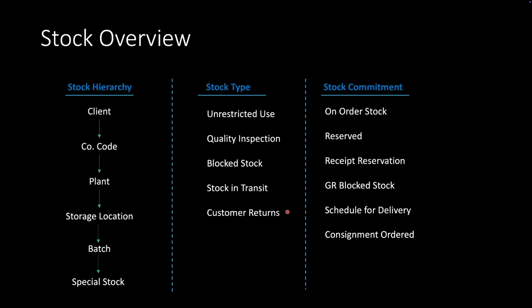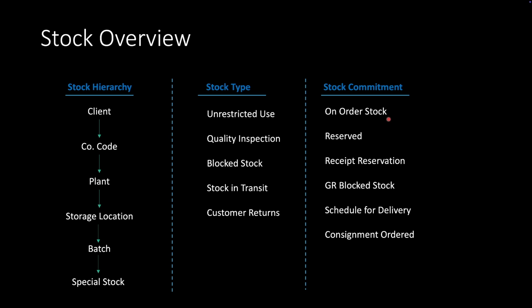Okay. Then the third parameter that is shown on the stock overview screens is called stock commitment. Now, what is stock commitment? Stock commitment means that there are certain documents against which your stock may be consumed or you may receive the stock. For example, there is something called on order stock. Now, what does this mean? On order stock means you have placed a purchase order for this particular quantity, and when you receive that, you may get that stock in any of these stock types under any of the stock hierarchy. So this is a stock commitment which is not yet fulfilled.